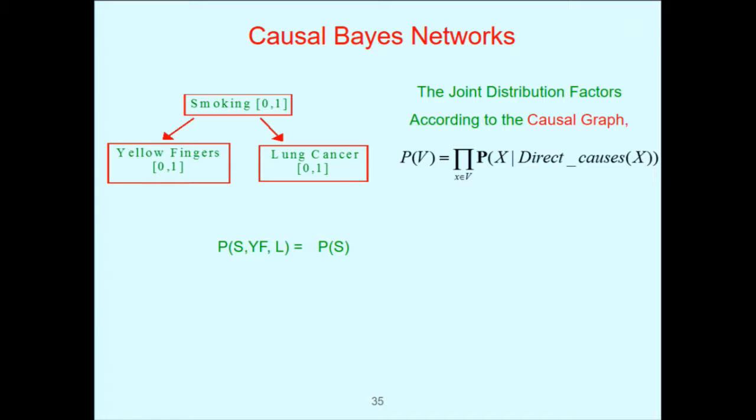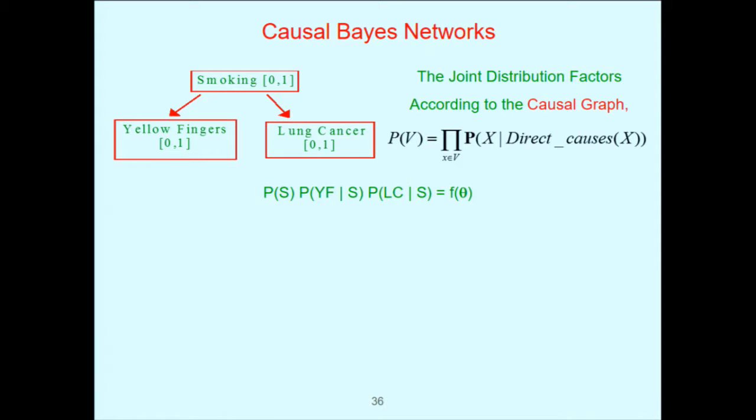So in this case, smoking has no direct causes, and so I don't put it conditional on anything, I just give its marginal distribution. Yellowed fingers is caused by smoking only, so I condition on its one cause, smoking, and lung cancer is also caused by smoking, so I condition it on smoking. So this joint distribution factors, according to the causal graph, as the product of each variable conditional on its direct causes. And that's what it ends up looking like in the actual equation.